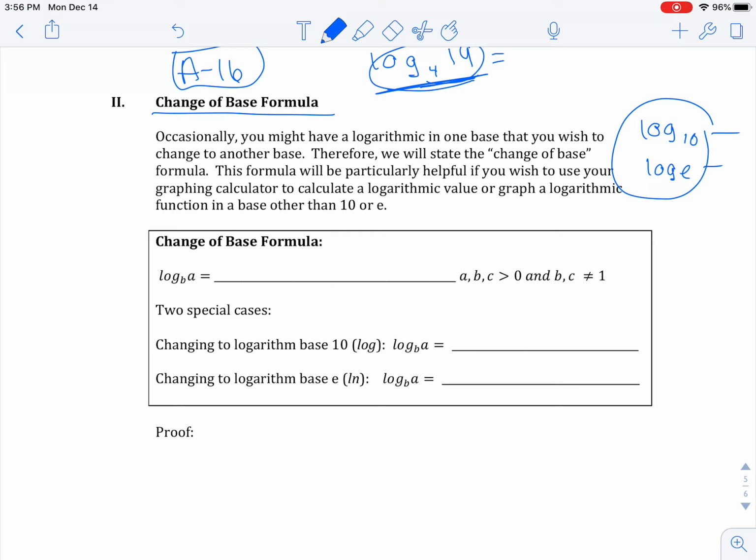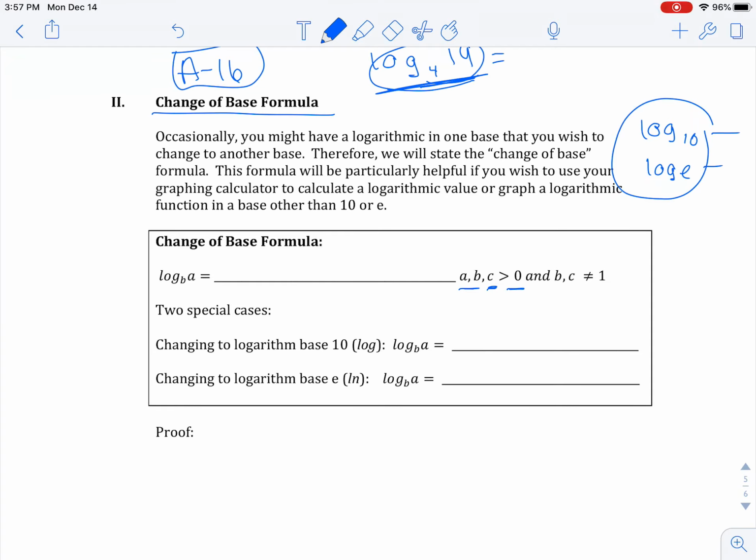The way the change of base formula works: first, we have an expression here, log base b of a. We say that a and b both have to be greater than 0, because the base of an exponential has to be greater than 0, and you can't take the log of a negative number or 0. They also throw in a c. The c is the base that you want to change your answer to, and because it's a base of a logarithm, it also has to be greater than 0.